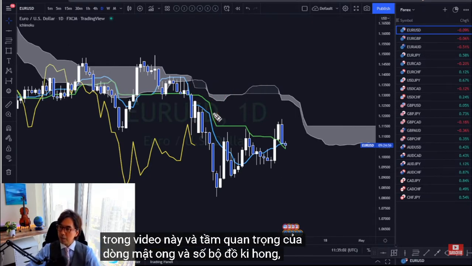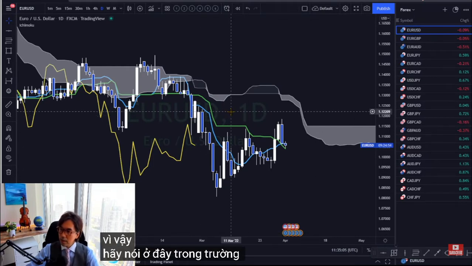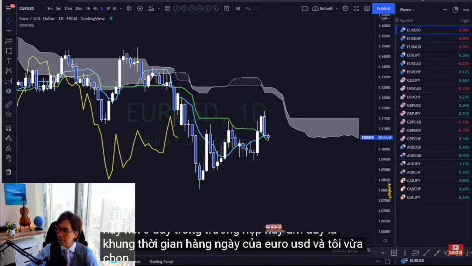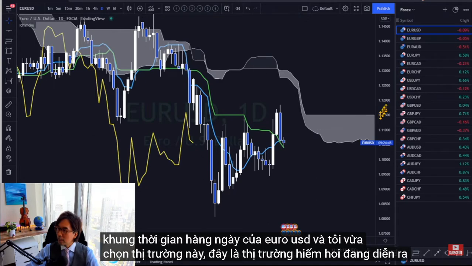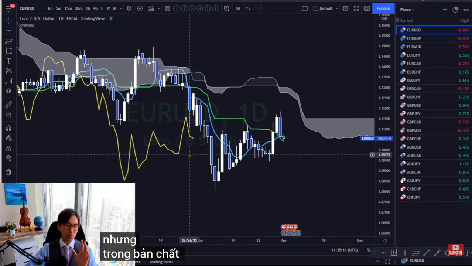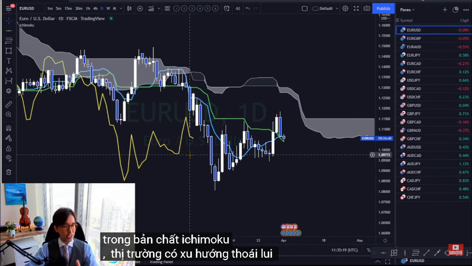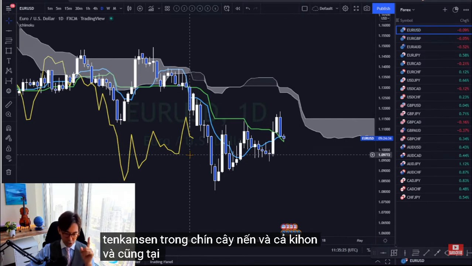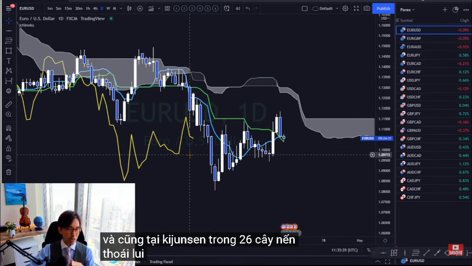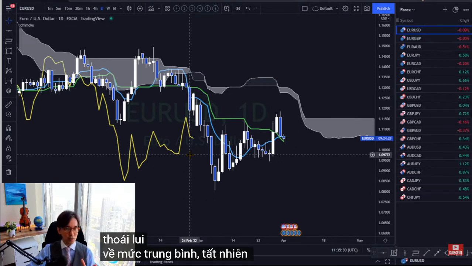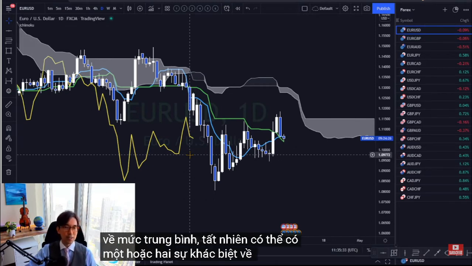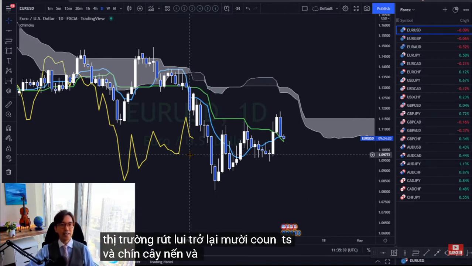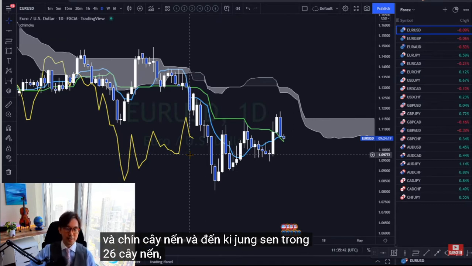numbers. So in this case, this is Euro USD daily time frame, and I just picked this market. This is an ongoing real market, but in Ichimoku nature, the market tends to retrace back to Tenkan-sen in 9 candles, and also to Kijun-sen in 26 candles, on average. Of course, there might be some 1 or 2 candles difference, but on average, the market retraces back to Tenkan-sen in 9 candles and to Kijun-sen in 26 candles.